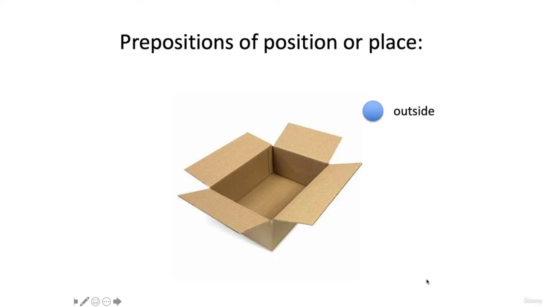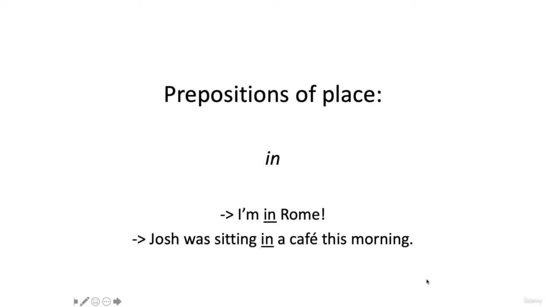The prepositions of place, in, on, at, can be the trickiest to use. In is usually used with larger or enclosed areas such as cities, countries, and tunnels. For example, I'm in Rome. Or, Josh was sitting in a cafe this morning.